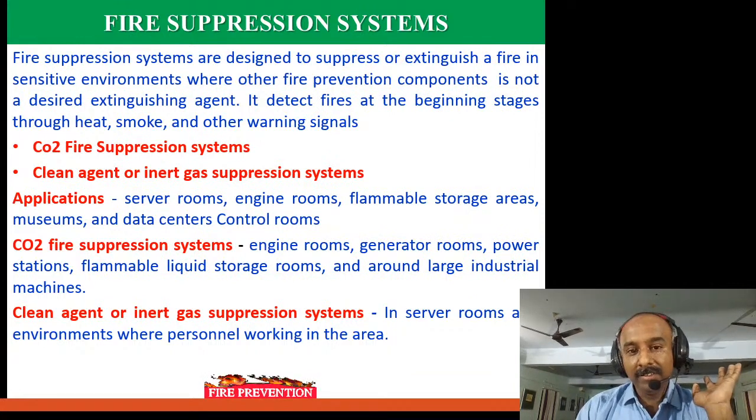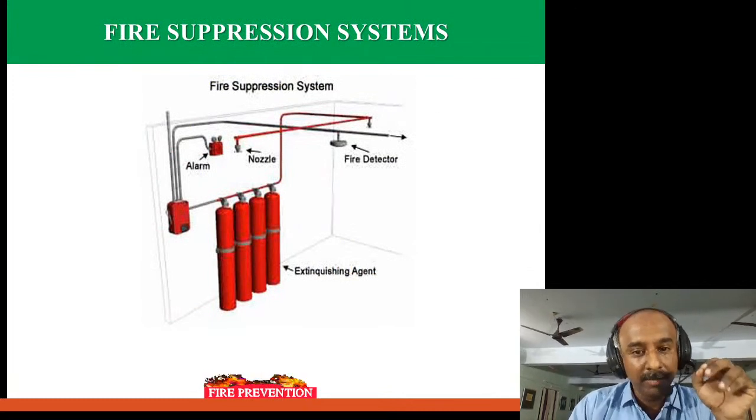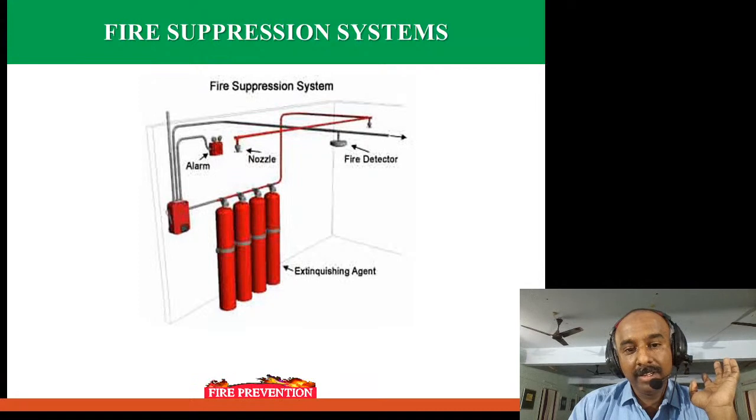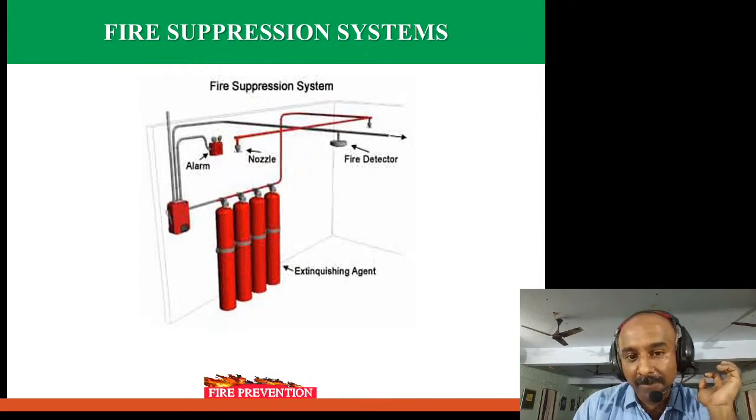So this is a simple layout of the fire suppression system. It contains the fire detector, fire alarm system, and also the extinguishing agent contained within the cylinder. So I would like to present one video showing how the system works in case of an emergency situation.